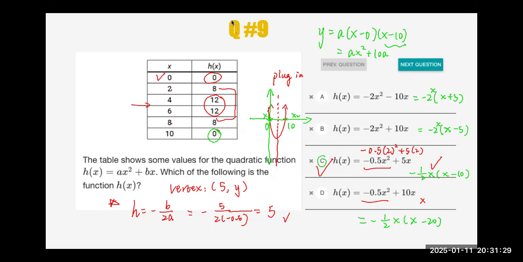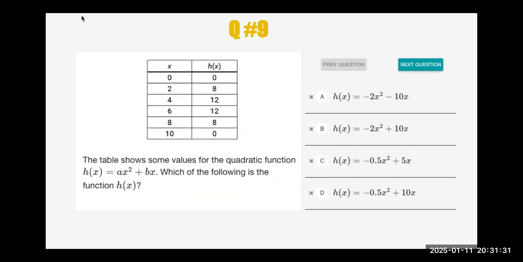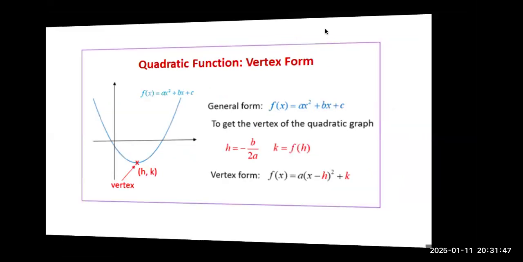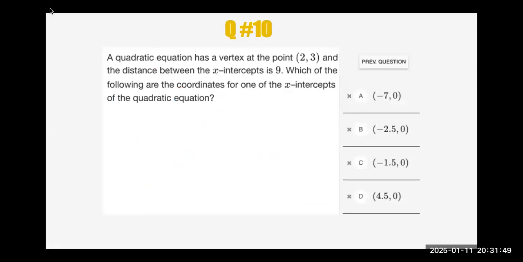Now we are going to move on to question 10. So this is the quadratic function vertex form. As Ethan Zhang mentioned, -b over 2a will give you the x coordinate of the vertex, okay? We can make good use of this one. Next slide. Another quadratic equation, question 10, okay?